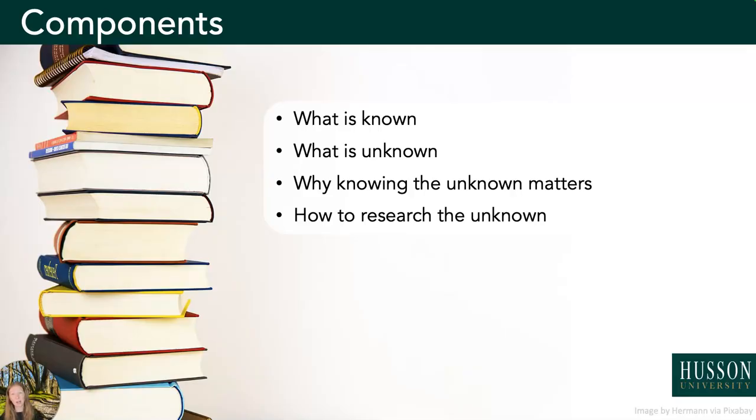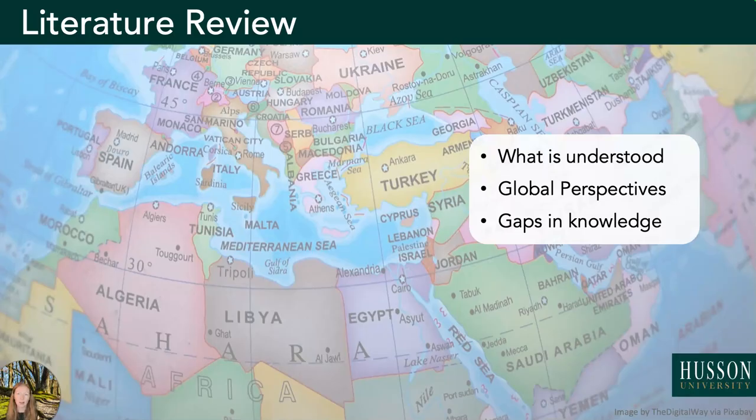The introduction is approximately 4 paragraphs, approximately 15% of the paper's content. As discussed, the main parts of the introduction section include what is currently known, what is unknown, why knowing what is unknown matters, and how to research the unknown. The first 2 paragraphs might focus on what is understood globally about your topic and where there are still gaps. This section includes an overview of background information on your focus topic.